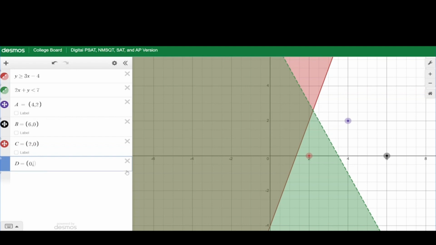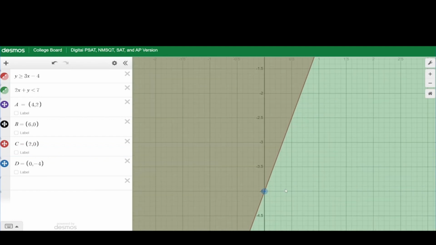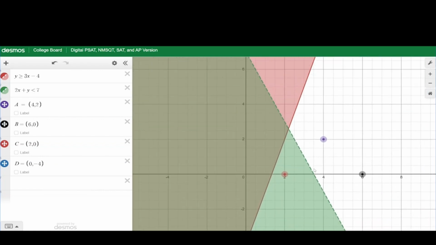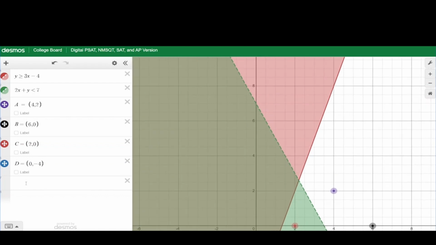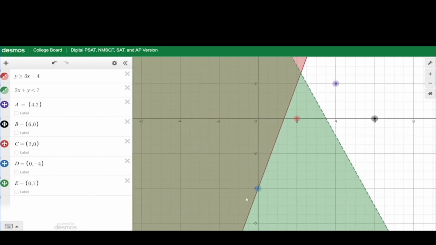Let's say D is 0 comma negative 4. And this one, if you look, is on the line. Is that okay? The answer is yes, because it's the solid line. If we were on the dashed line, which as an example would be like answer choice E, which would be 0 comma 7, that point's not good because it's on a dotted line and we need it to be on a solid line in order for it to be inside the region. So in this case, answer choice D would be correct.